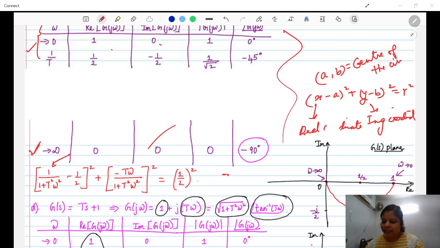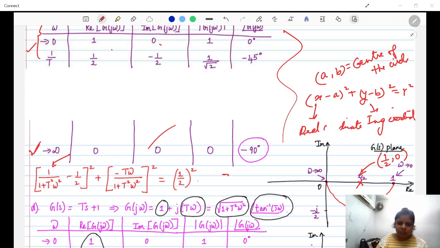In our case, what is the center? It is this point. This is your center, right? Which is (1/2, 0). The real part is 1/2. There is no imaginary part. That is why 0 came here, and 1/2 went here.